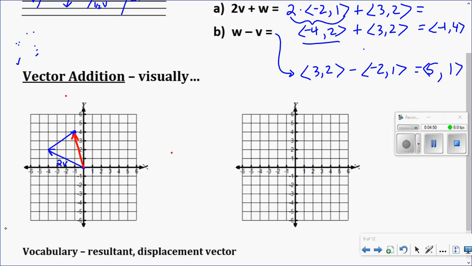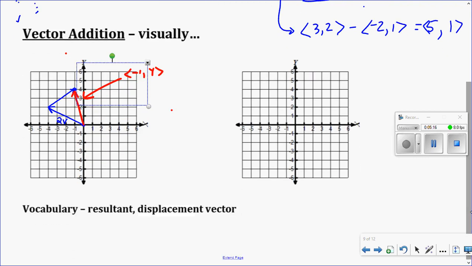And look at that. Notice that answer that we got earlier, negative 1, 4. Well, here it is, represented in this red vector. This red vector starts in the center and goes left 1 and up 4. So that is the vector negative 1, 4. And so you can do it with a picture, but nobody wants to draw those pictures all the time. All right. So that result of adding and subtracting is called the resultant, and also sometimes called the displacement vector.